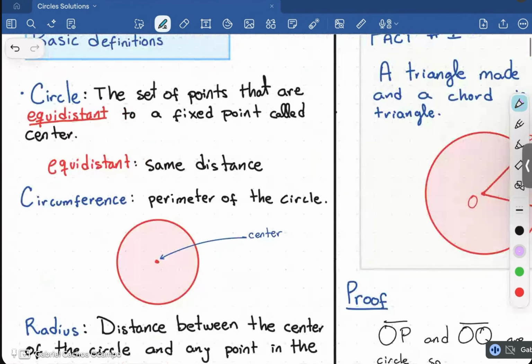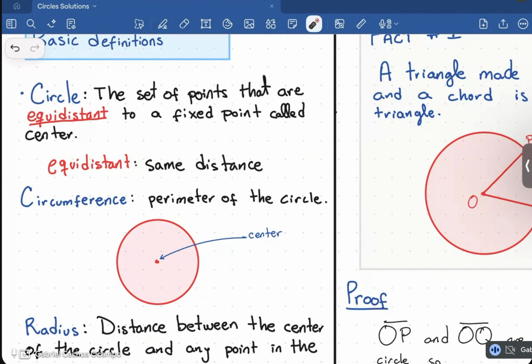So remember that a circle is a set of points that are equidistant to a fixed point called center. Equidistant means the same distance. The circle is made out of all of these points such that the distance from all of these highlighted points to the center is the same. From any point in the circumference to the center, this distance is the same as this distance. That is the meaning of being a circle, no?